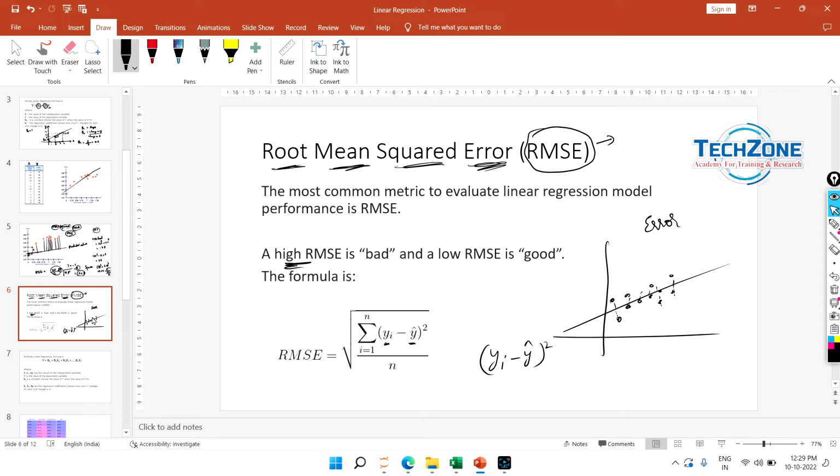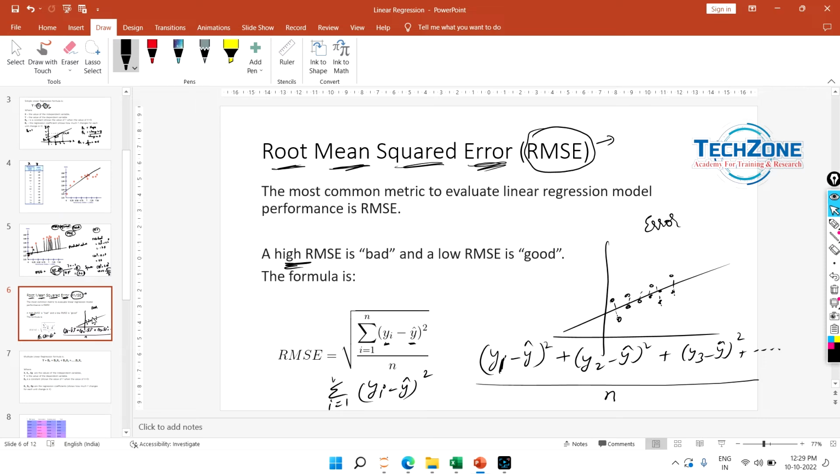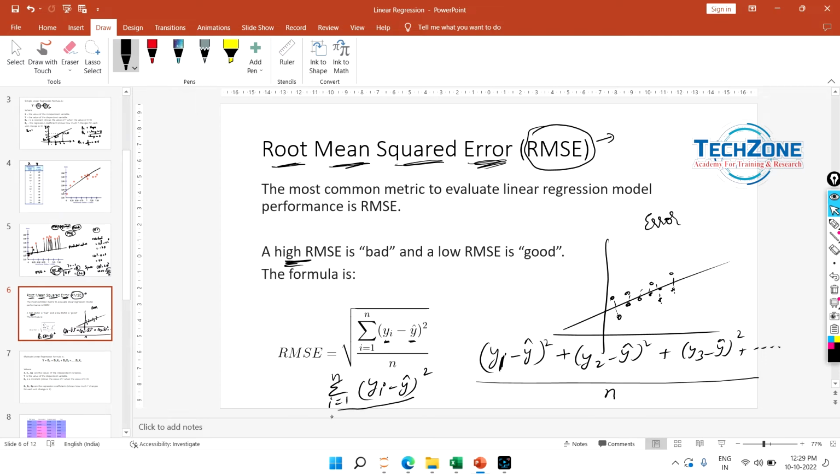If this is the first point and this is the second point, and this is the third residual, we square the residuals and we add the residuals, right? And then we divide by n, where n is the number of observation points. So it is the same thing. Instead of writing plus so many times, we are just generalizing this and writing it as summation, i equal to 1 to n, which means we do this n times because the number of observations is n.